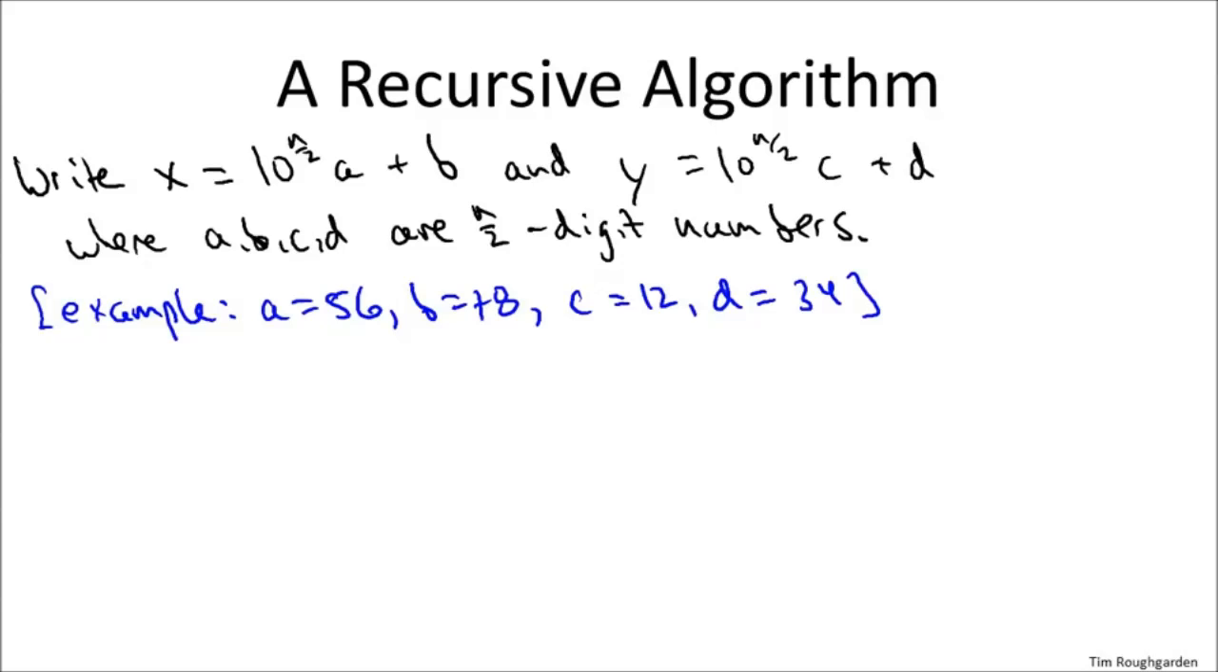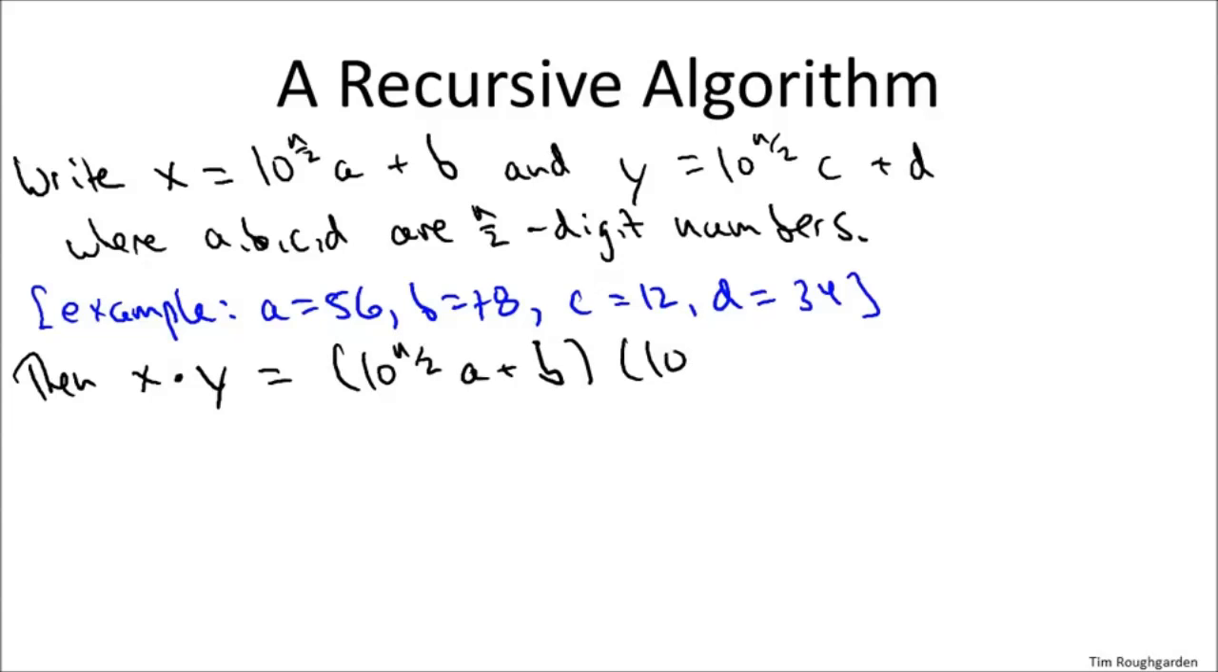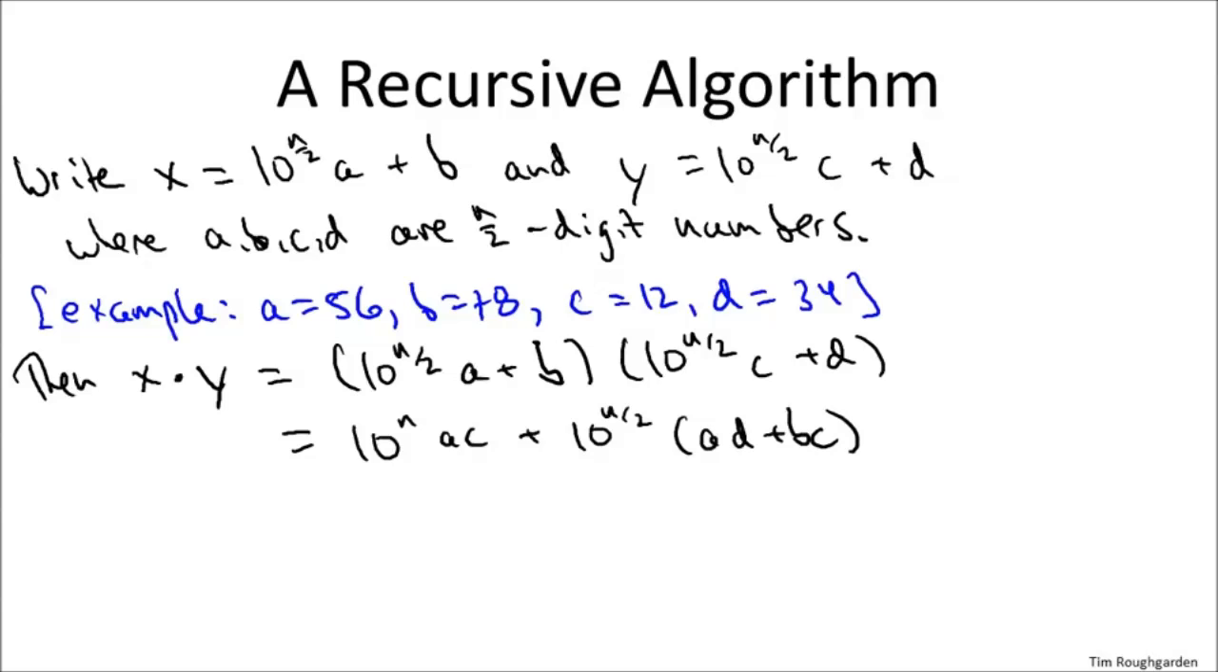So now, in a purely mechanical way, we can expand the product of x times y in terms of this representation in terms of these smaller numbers, a, b, c, and d. So x times y, by our representation, is just the same thing as 10 to the n over 2 times a plus b, times quantity 10 to the n over 2 times c plus d. And now if we expand this in group-like terms, we get 10 to the n times ac, plus 10 to the n over 2 times ad plus bc, so that's combining two terms from the expansion, plus bd. I'm going to call this expression circled in green star.